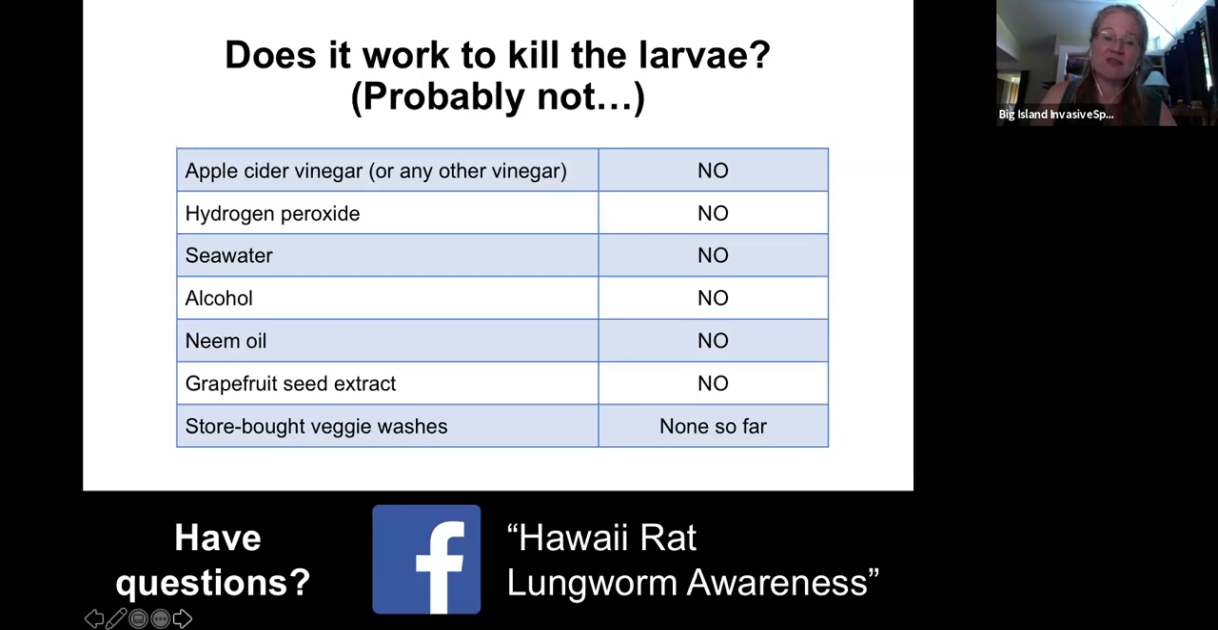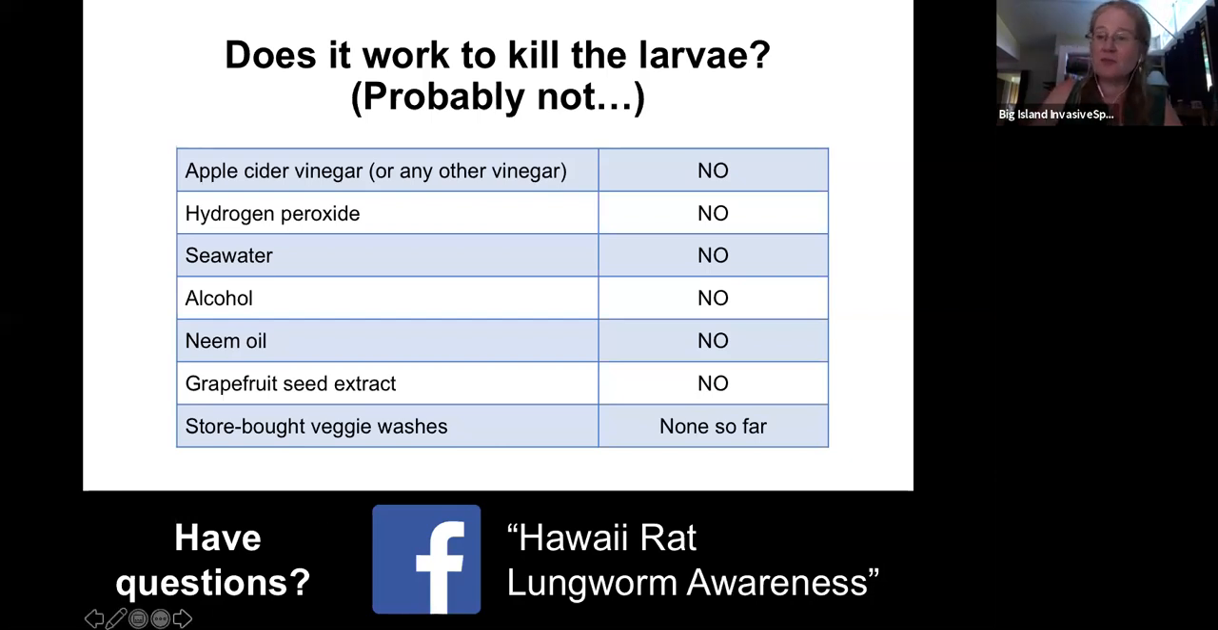And all of these other things have been tested: hydrogen peroxide, seawater, alcohol, neem oil. None of them have killed the parasite in a petri dish. So I don't think that there's any magic solution. You've got to put in the work, to check, to cook, freeze. That's how you do it.